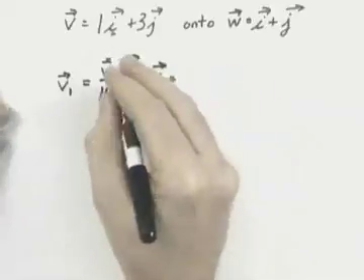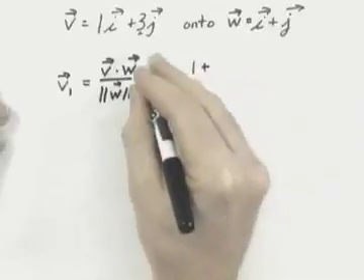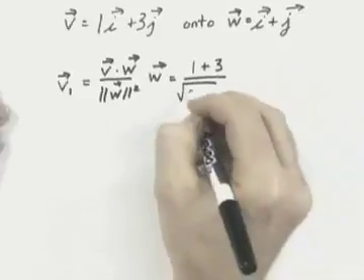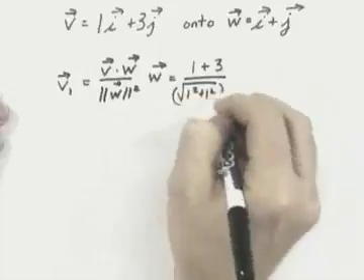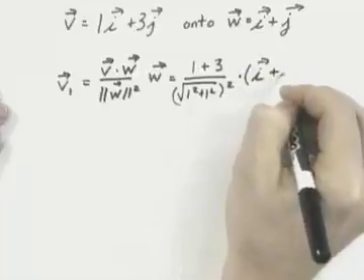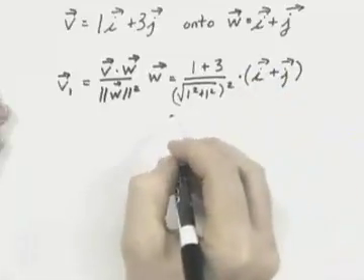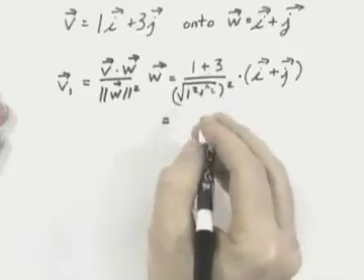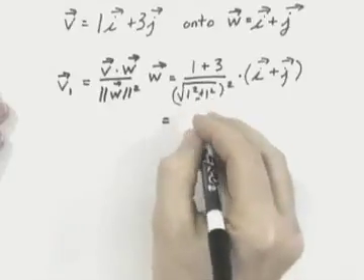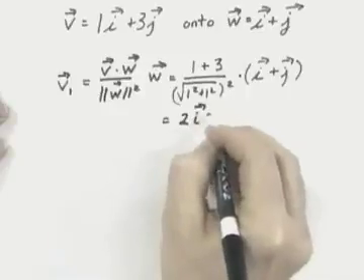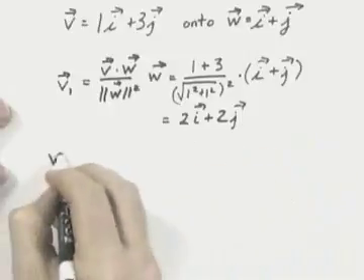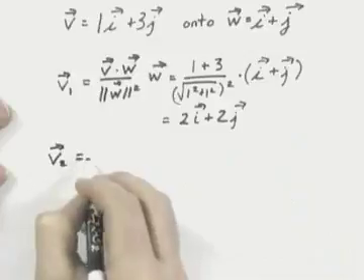So v dot w is 1 times 1 plus 3 times 1, over the magnitude of w, which is 1 squared plus 1 squared under the radical, but I have to square that result, and that's going to be times i plus j, so times w. So let's see what we're going to get. In the numerator I have 4. 1 plus 1 is 2. Square root of 2 squared is 2. So 4 over 2 is 2. So I have 2i plus 2j is v1.